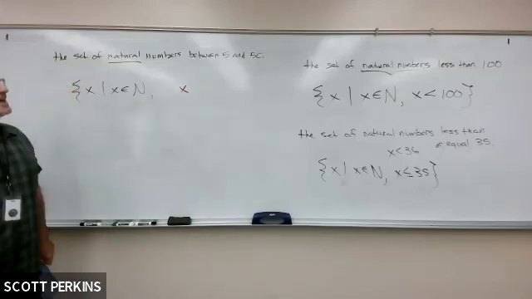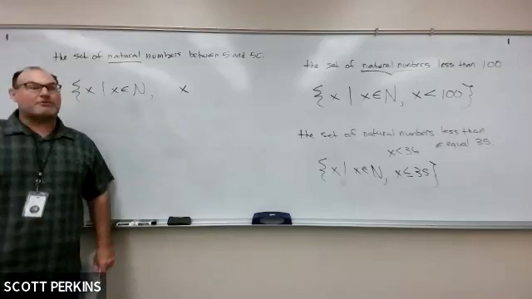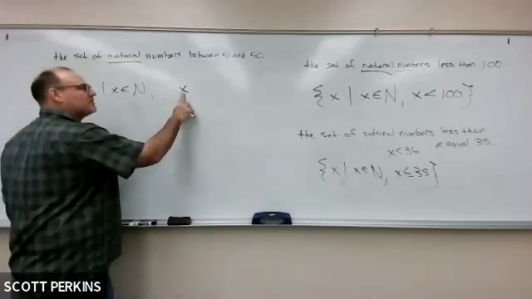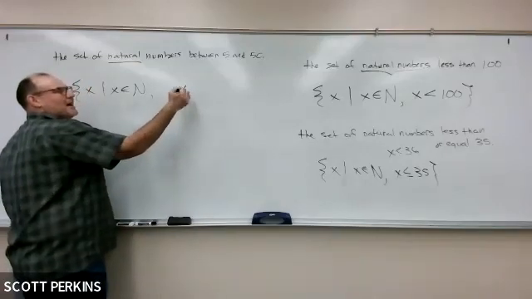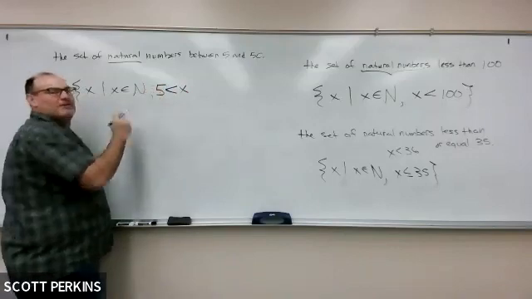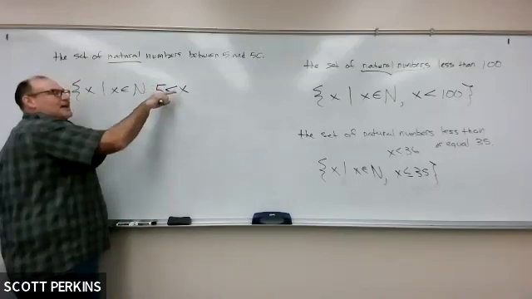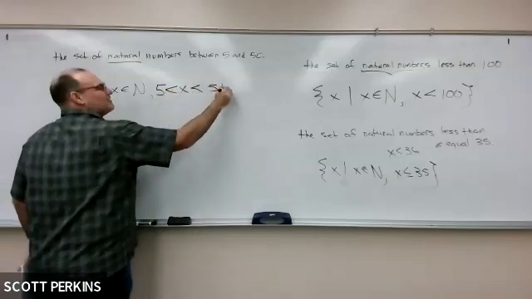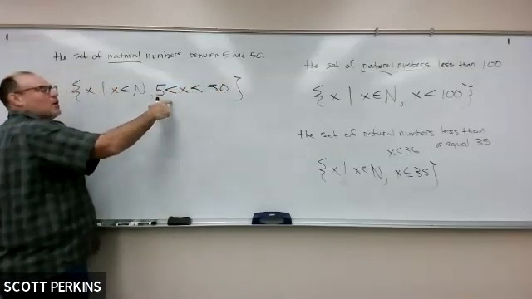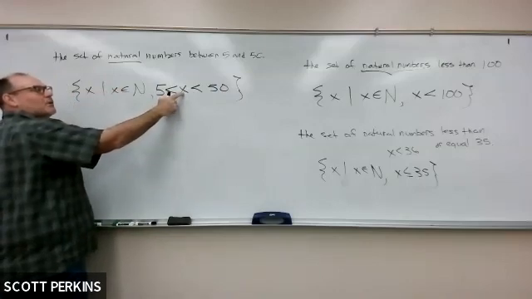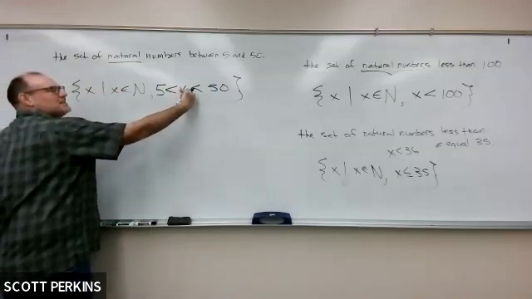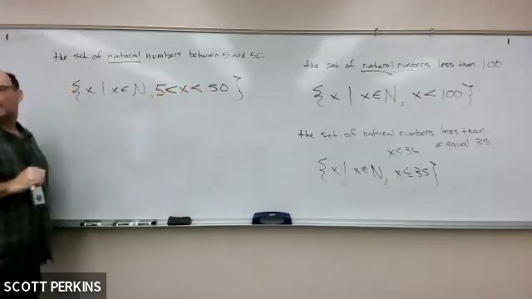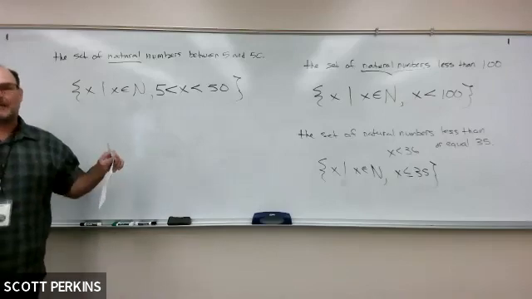Between 5 and 50 means my values are, at the same time, bigger than 5 and less than 50. Reading from the perspective of the x, if I go this way, my x's are bigger than 5. And reading from the perspective of the x, as I go this way, the x's are less than 50. So this is my betweenness inequality. The x is in the middle, and when I read it from that perspective, the x's are bigger than 5, and at the same time, the x's are less than 50. That's how we can write it all as one statement.